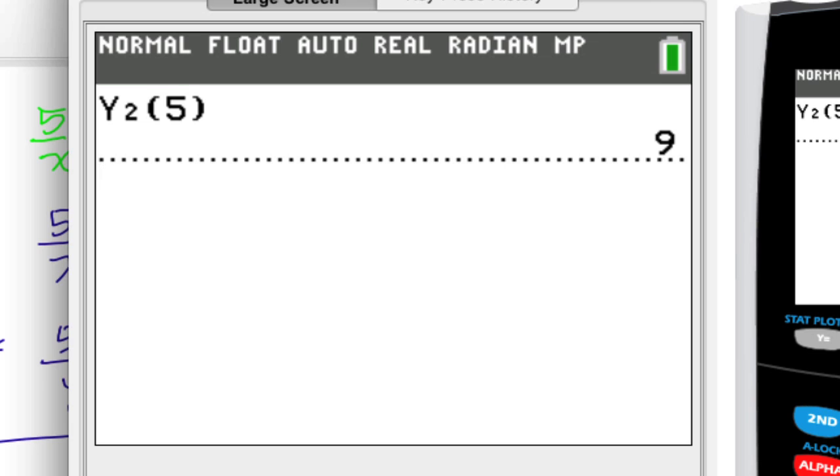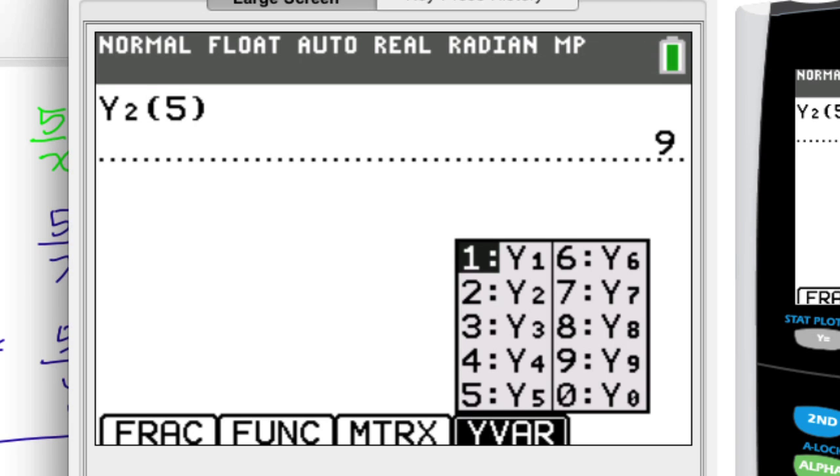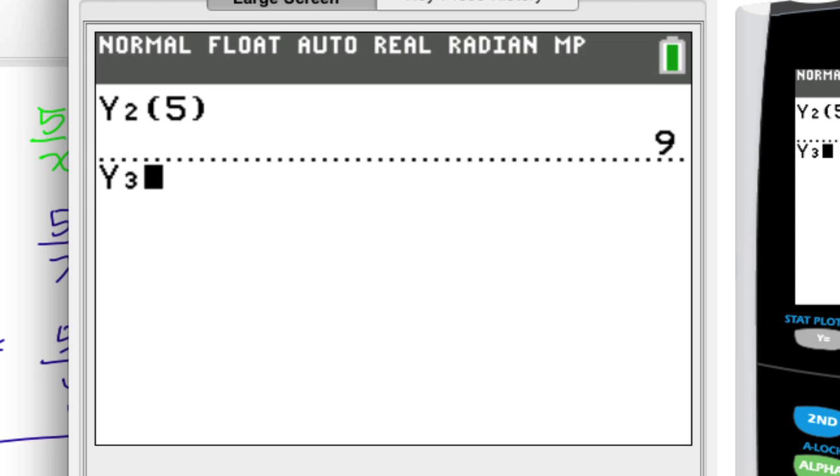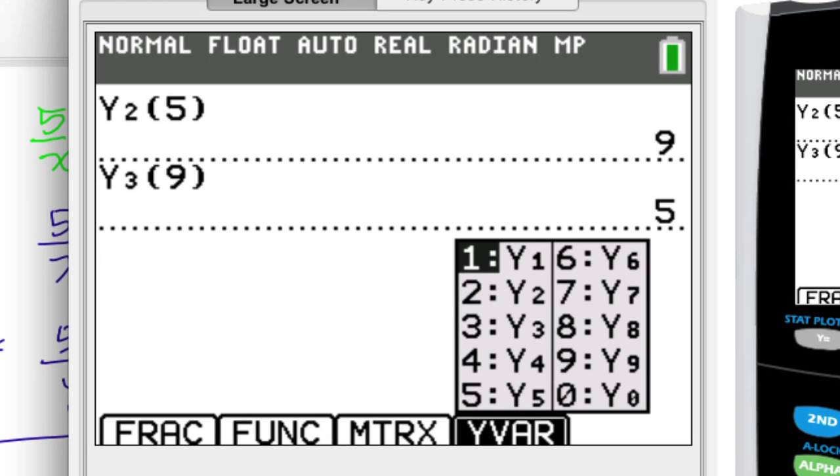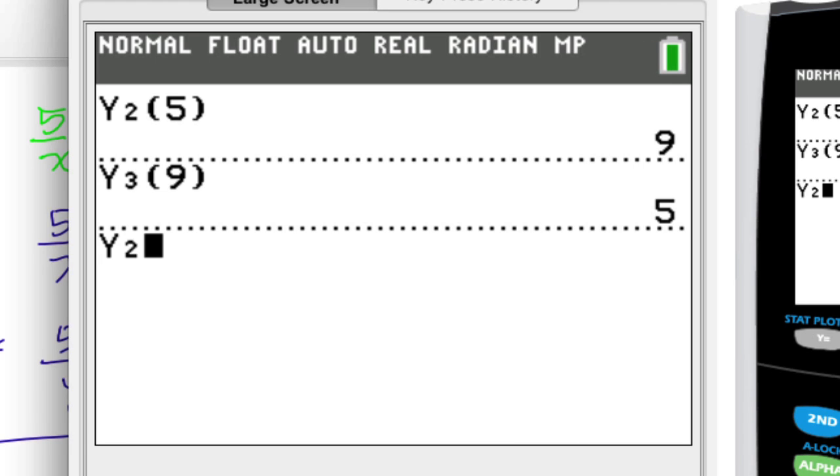Now let's do alpha, trace button again. The inverse is in position 3. So now we're going to make the input a 9, and we're expecting the output to be a 5. And here we see that is true. And then let's check just one more. Let's go back to the original function.